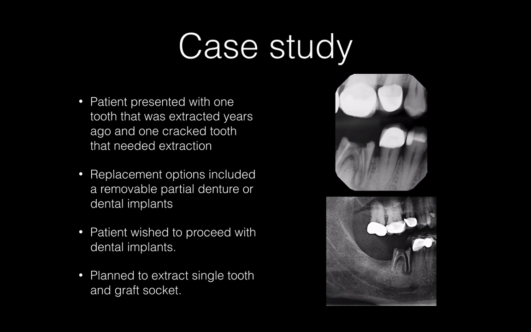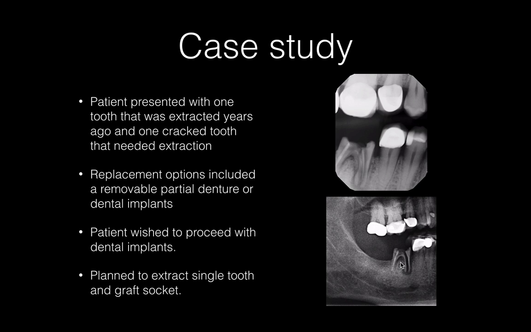In this particular patient, this is a patient of mine that presented with one tooth that had been extracted some years ago and one cracked tooth that needed extraction. So here is where the one tooth was previously extracted, and obviously here is our cracked tooth. So we discussed replacement options, and those included a removable partial denture or dental implants. The patient wished to proceed with dental implants.